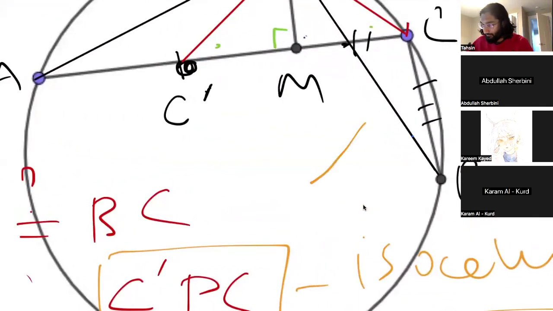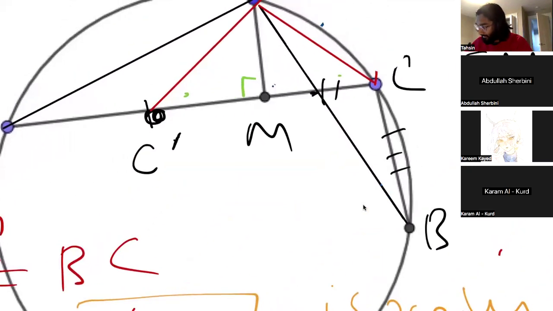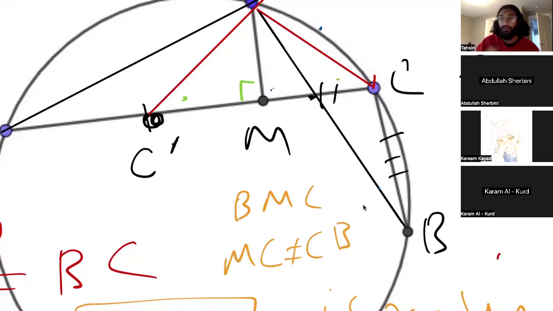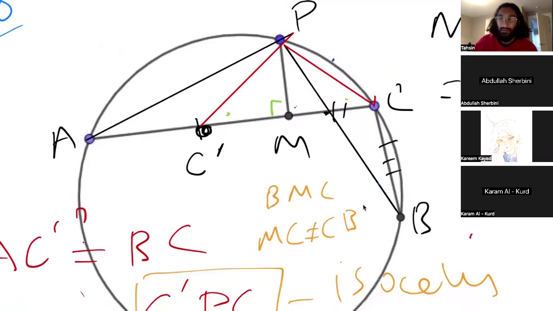So you were suggesting BMC, right? So with BMC, in general, MC and CB may not be the same. Oh, I thought they're equal. No, so in the problem, right? They're not. Maybe it's not clear, there's 2 ticks and 3 ticks. Oh yeah. So they're not equal in general.